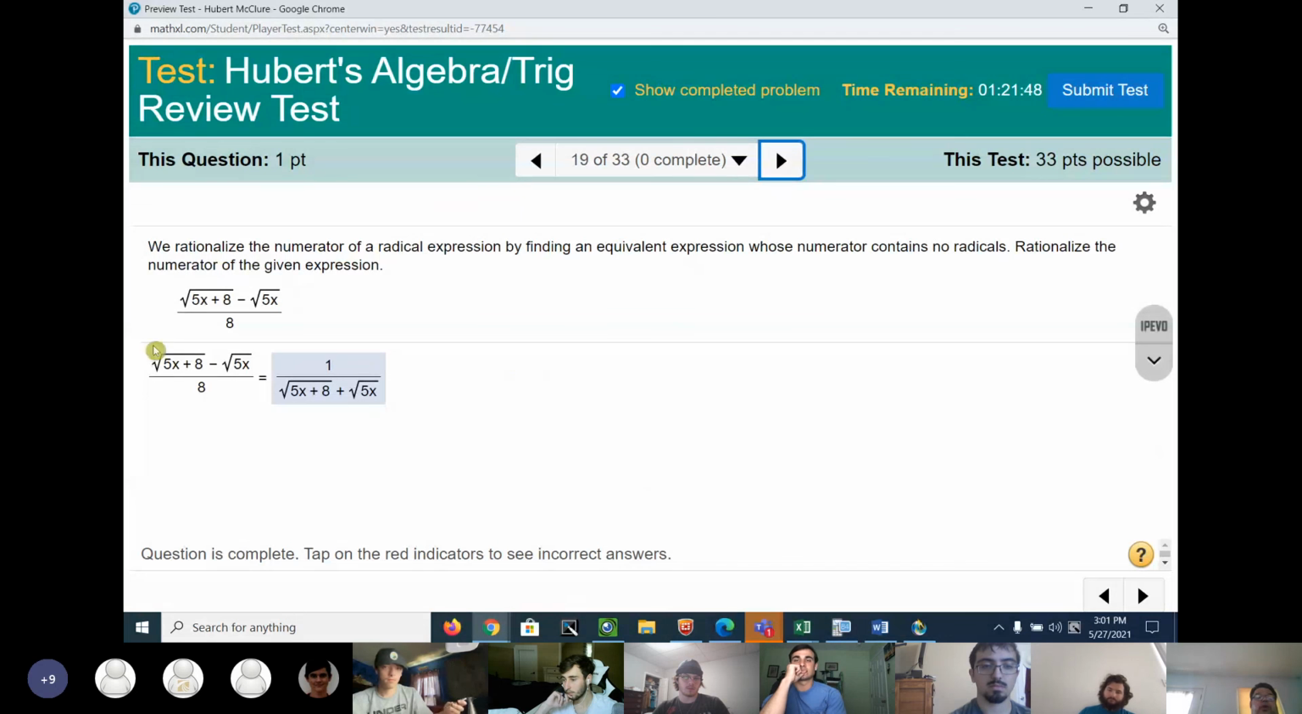Factor. Okay, this one, rationalize the numerator. So I'm going to multiply by the square root of 5x plus 8 plus the square root of 5x over the square root of 5x plus 8 plus the square root of 5x. And it's going to clear the fractions in the numerator by using shortcut number 3. And then the bottom, you're going to see something cancel.